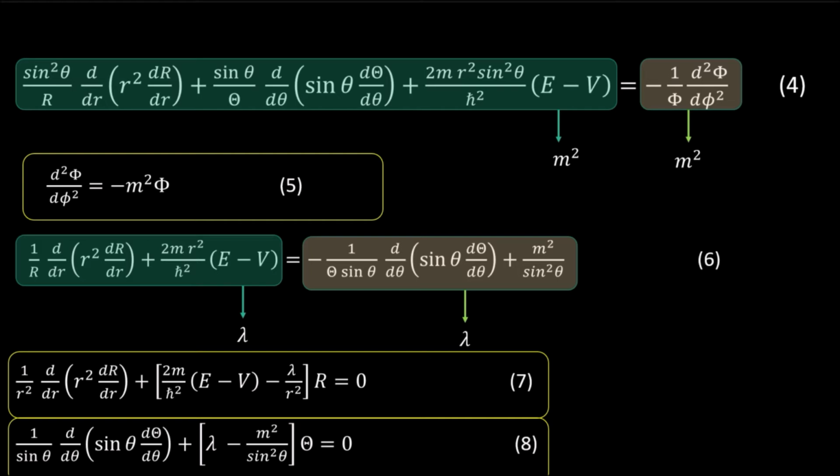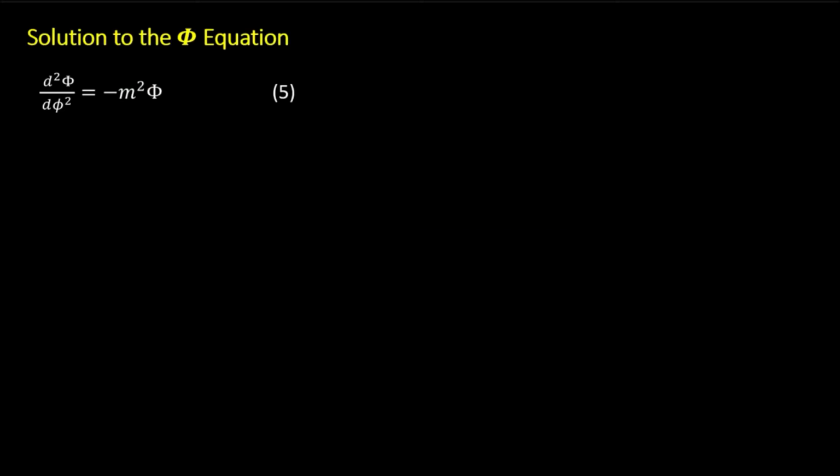Each of these is an ordinary differential equation for a single function of a single variable. Only the equation for capital R depends on the potential energy. Now let's try to find the solutions for each of these three equations. First, let's try the solution to the capital phi equation. The phi equation suggests a solution of the form a e raised to plus or minus i m phi.